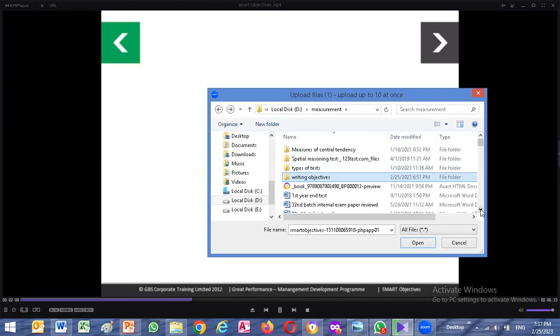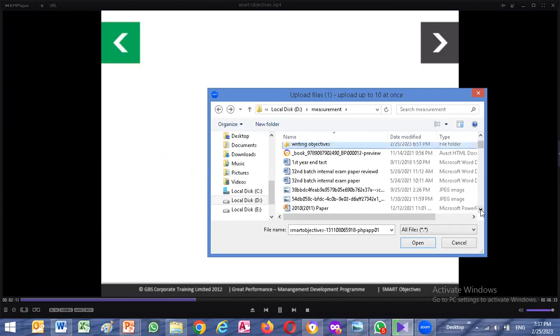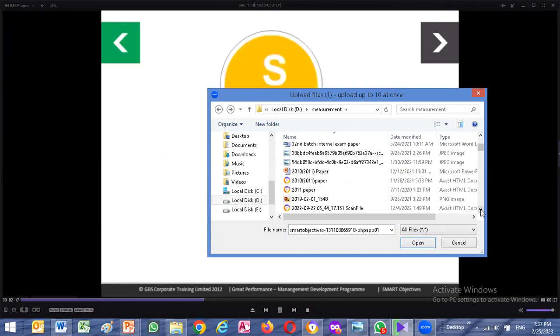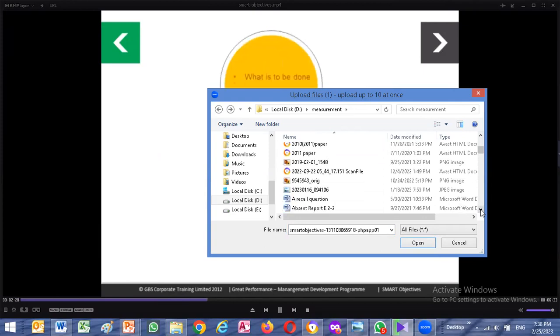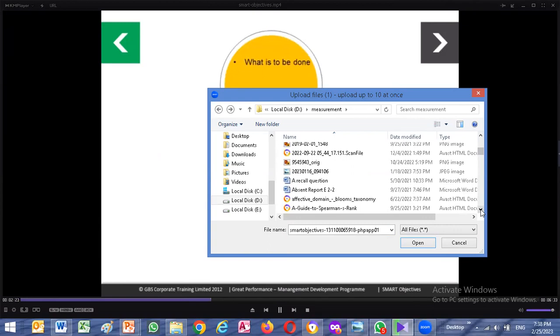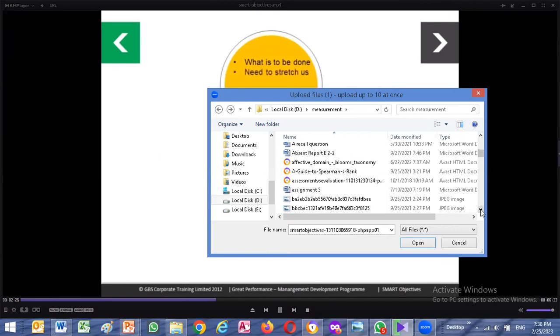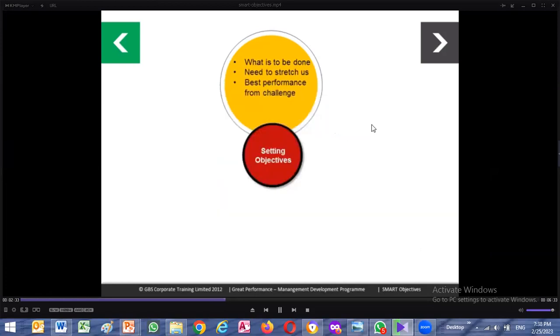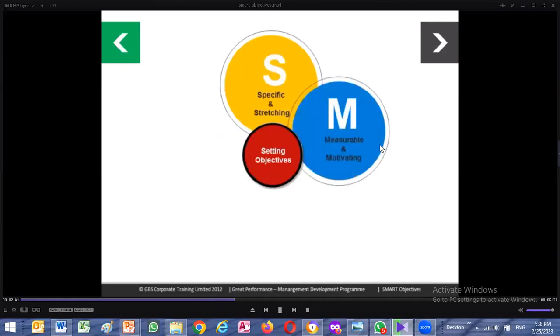An easy way to remember how to write good objectives is SMART. SMART stands for specific and stretching. Objectives need to be specific about what is to be done and how achievement will be measured. They also need to stretch us, recognizing that the best performance comes from being challenged to do better, and achieving this, of course. The M stands for measurable and motivating, and you need to be able to tell whether the objective has been achieved and to what degree. Equally, the objective needs to motivate great performance.